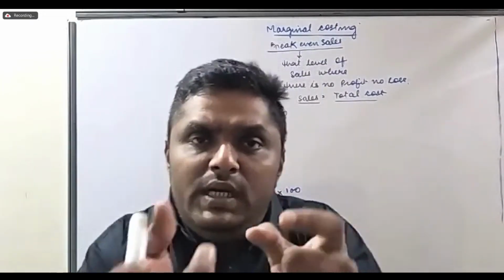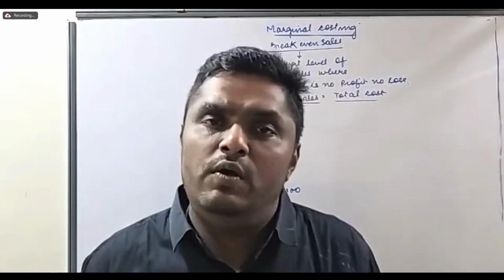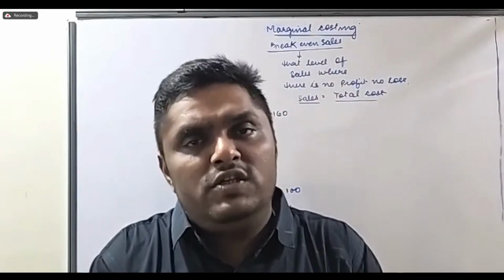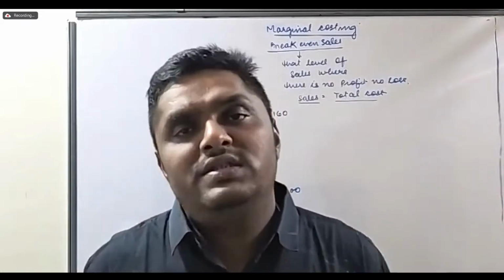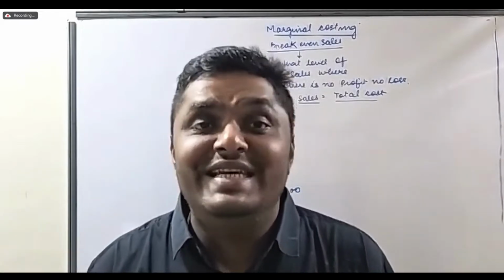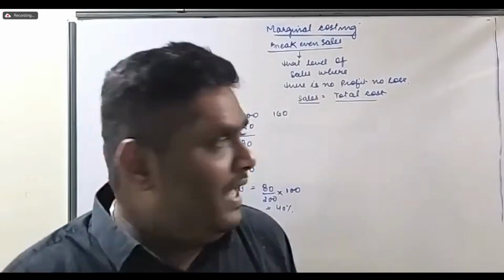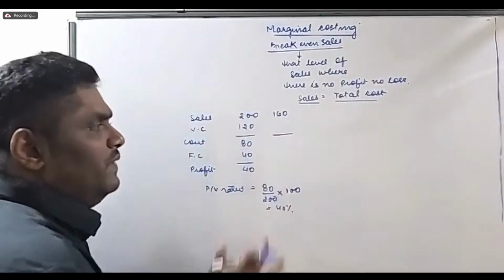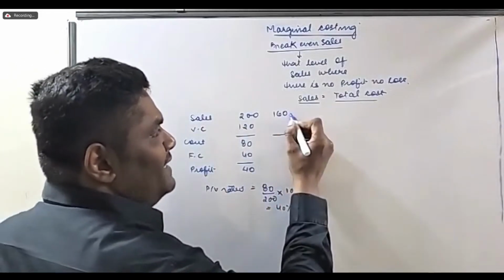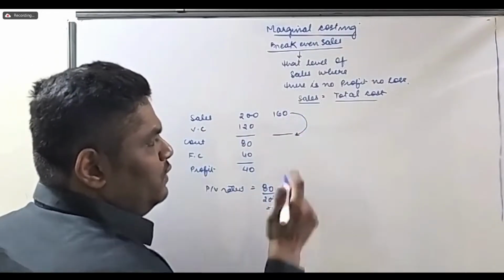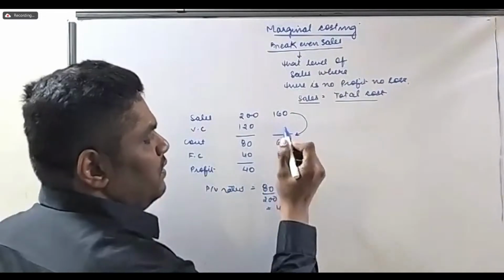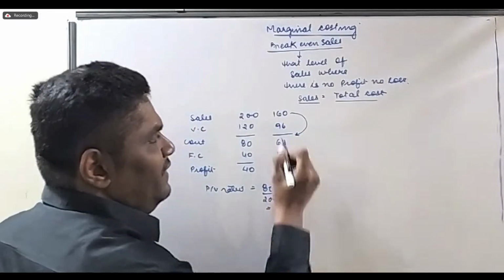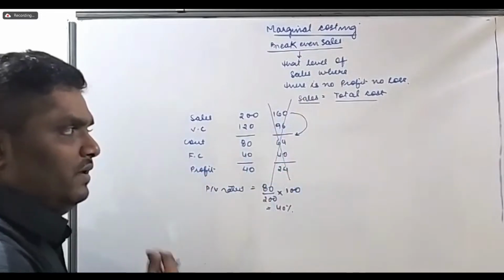That is, the relationship between sales and contribution will always be constant. Because the question is silent regarding the selling price per unit and variable cost per unit, so we will assume that it is constant. Therefore, PV ratio will remain unchanged at all the level of sales. So herein, my PV ratio is 40%. So in this case also, my variable cost will reduce proportionately, and my revised contribution will be how much? 160 into 40%, that is 64. My fixed cost is 40, so this will be 24. So this is not the correct answer.